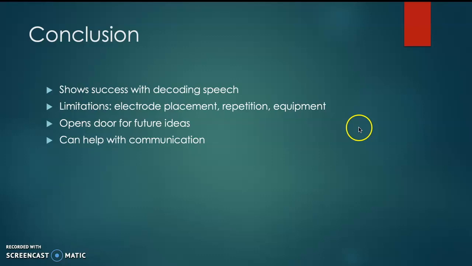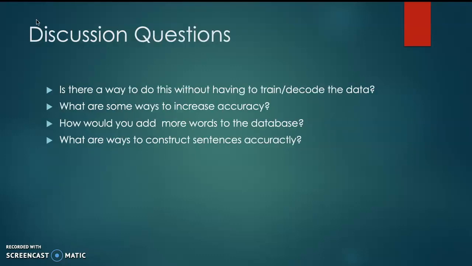These types of experiments, this one in specific, open doors for future ideas such as classifying speech more accurately, classifying multiple words and potentially sentences, elimination of cameras to track eye movement communication, and much more intuitive communication, just faster, where you just speak a word. And so now for the discussion questions.